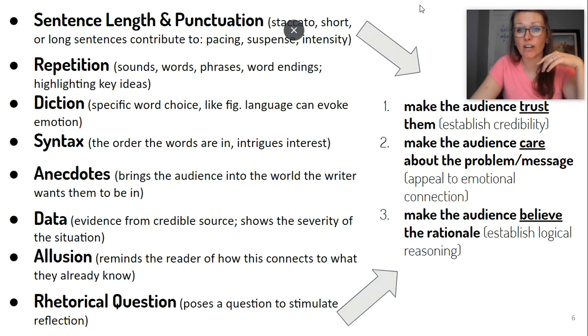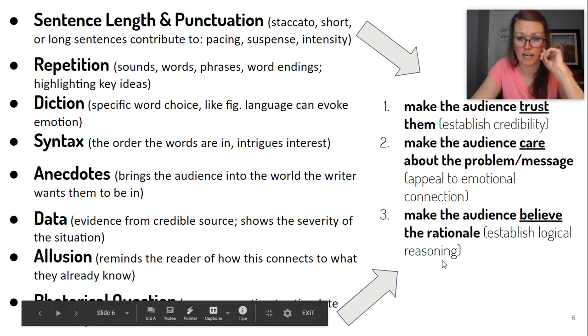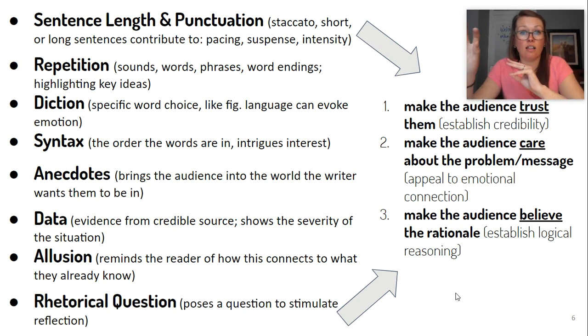So if we take a look at the very same list I just showed you, you'll see that we have the list on the left-hand side, but then I have arrows pointing down, and that's because all of these different techniques and choices can create a trusting relationship between the audience and the speaker. It can make the audience care about the problem, the argument, or the message. And it can also make the audience believe in the rationale or believe in the argument or believe in the purpose.